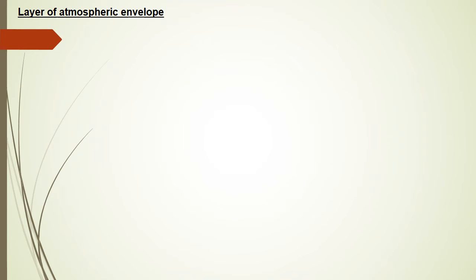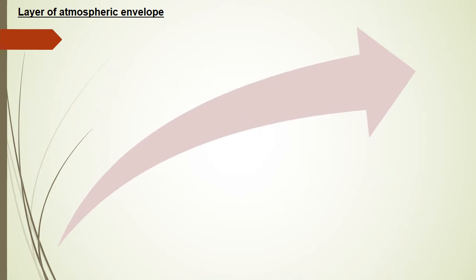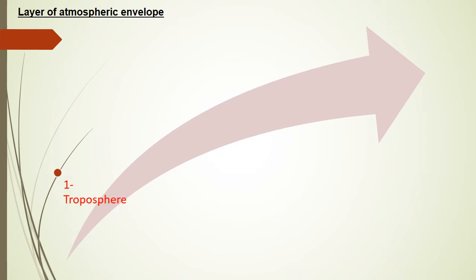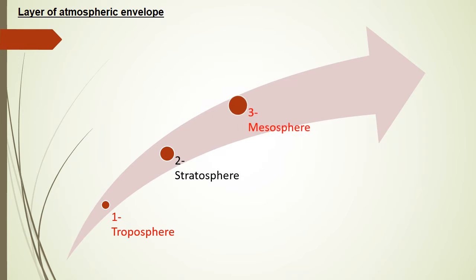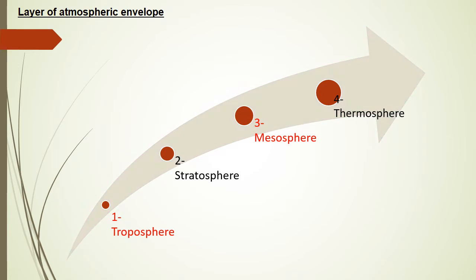So, how many layers does the atmospheric envelope have? We have four. Number 1, troposphere. Number 2, stratosphere. Number 3, mesosphere. Number 4, thermosphere. So, the atmospheric envelope is divided into four sections: troposphere, stratosphere, mesosphere, thermosphere.